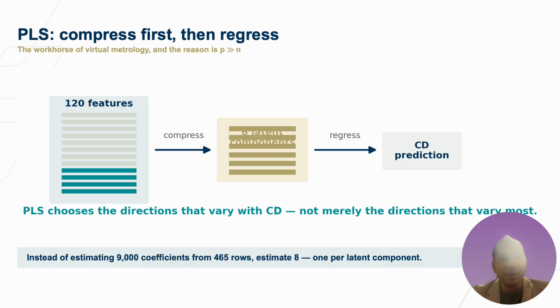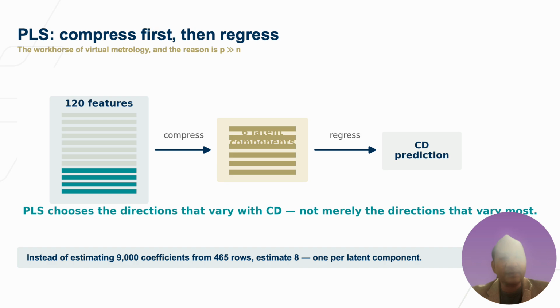And here is what makes PLS the right kind of compression. It chooses the directions that vary with CD, not simply the directions that vary most. Because the largest source of variation in a set of chamber sensors is often something you do not care about. A pressure controller hunting, a mass flow controller with a noisy valve, that variation is large and it has nothing to do with the wafer. A method that compresses by variance alone will spend its first component describing it. PLS looks at the target while choosing direction, so it skips that.